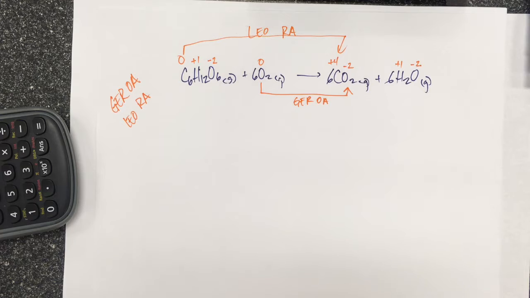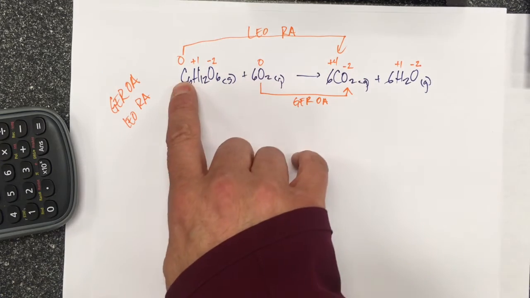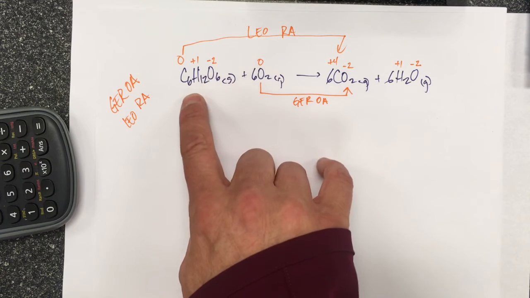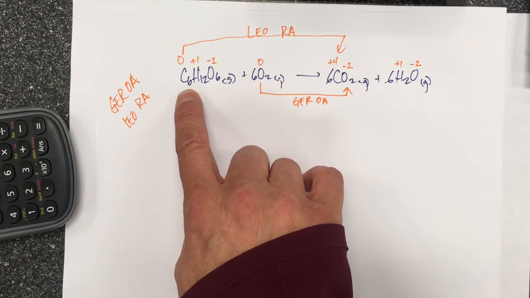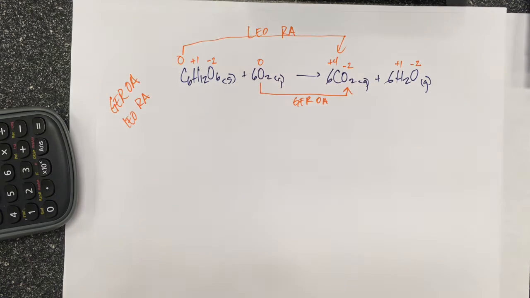It asks me to say what chemical is oxidized. So glucose is oxidized, specifically the carbon in glucose is oxidized. And then what chemical is the oxidizing agent? The oxidizing agent is oxygen.